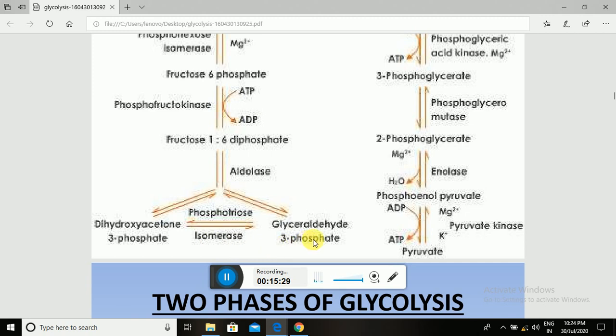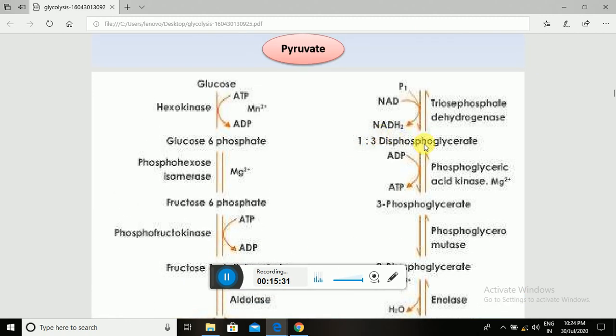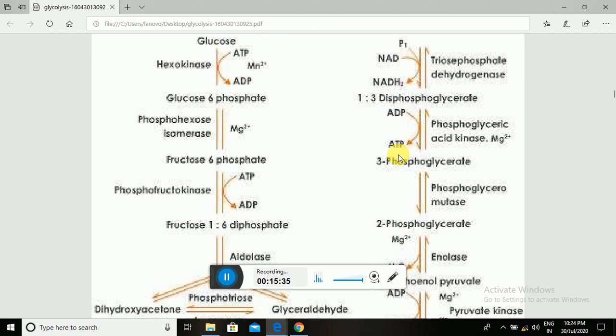This glyceraldehyde 3-phosphate is further converted into 1,3-diphosphoglycerate, and it emits one molecule of NADH with the help of the enzyme triose phosphate dehydrogenase. Here NAD gets converted into NADH2.